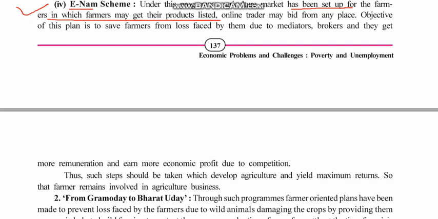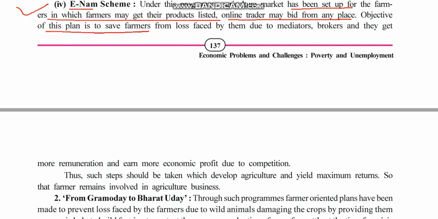Previously, the farmer used to bring his product to the marketing yard. Later on he had to do the bidding there, and he used to get a very nominal amount for it. But the commission agents, the middlemen, used to take a lot of it. But now, due to this government scheme, the farmers can put up their products online, and bidders from all over the country can bid on that particular product, and the farmers get a very good amount of money for their products. Online traders may bid from any place.